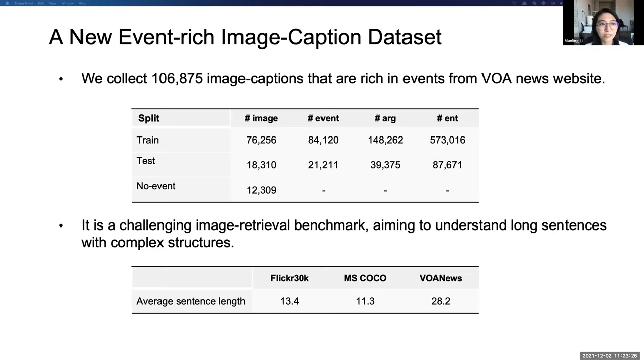So we collect image caption pairs from news websites because news websites are mainly describing events. And we extract the events from captions. This data set is more challenging because the sentences are much longer. For example, we can see the average sentence length is around 30 compared to the previous work around 10.